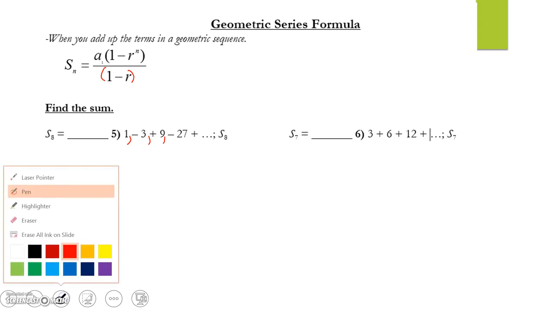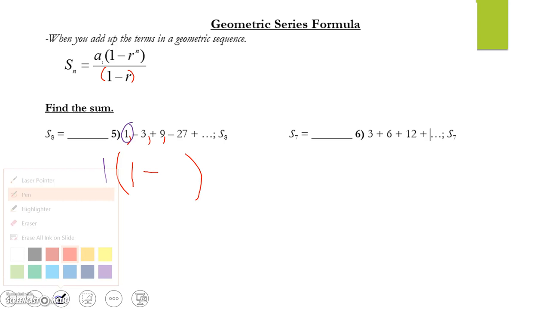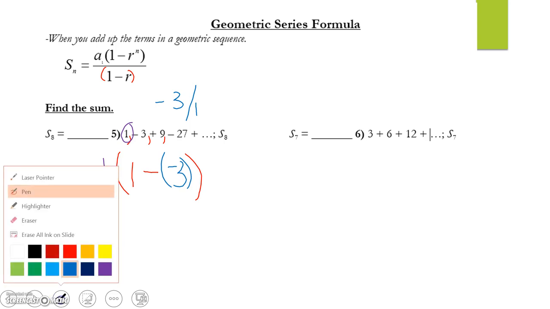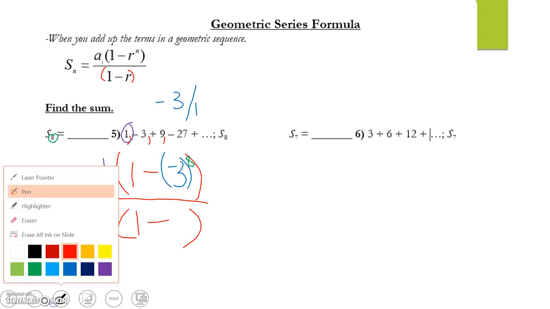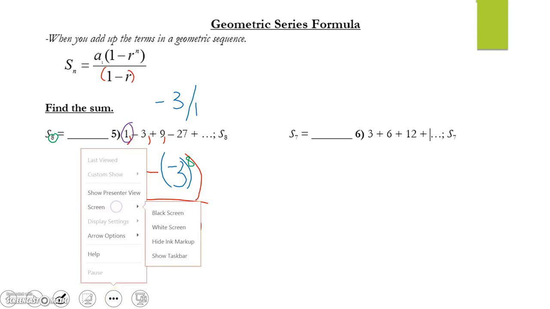The first thing you do is plug a sub 1 in. So a sub 1 is 1. Then parentheses, 1 minus, and my r is the second term divided by the first term, so -3 divided by 1, which is -3. I'm going to put -3 in parentheses, and then it's to the n power. n in this case is 8, so I'm going to raise the -3 to the 8th power. And this is all over, in parentheses, 1 minus my r, which again was -3. So you go to your calculator.